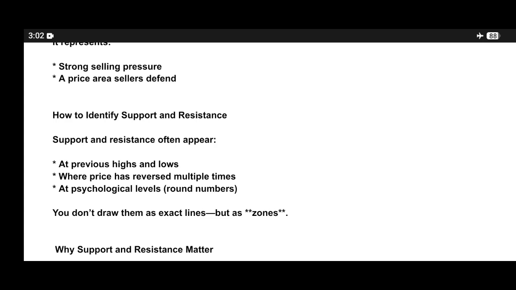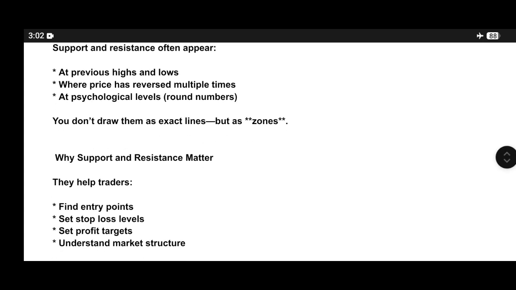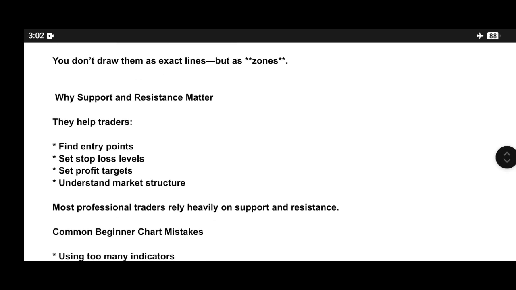Why do support and resistance matter? One, they help traders find entry points. They help traders set stop loss levels. They help traders set profit targets. And they help traders understand market structure. Most professional traders rely heavily on support and resistance.